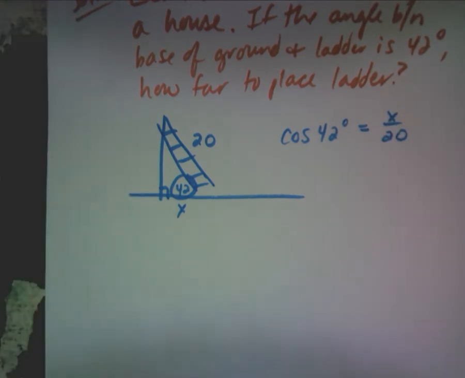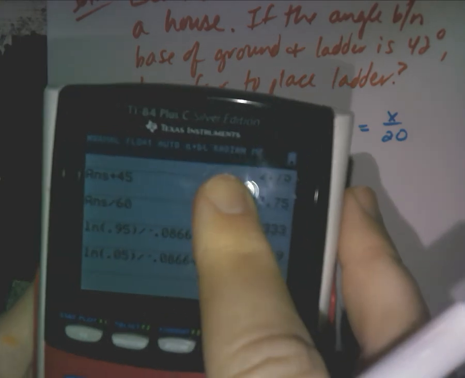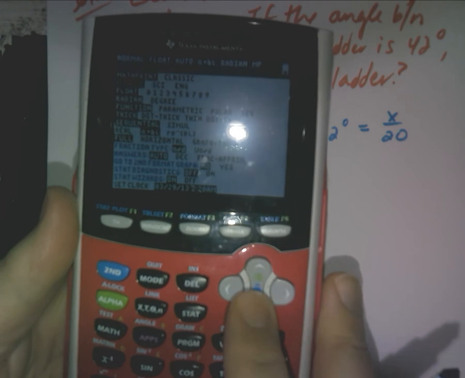Make sure your calculator is in, right now mine is in radian mode. As you can see, you have to change it back to degree. And the way to do that is hit mode, degree.